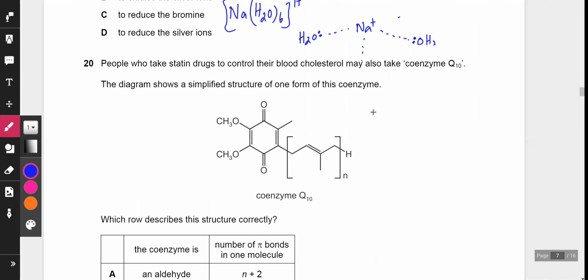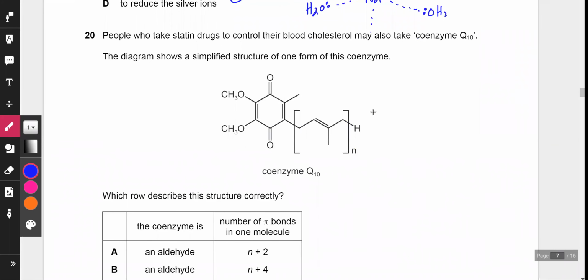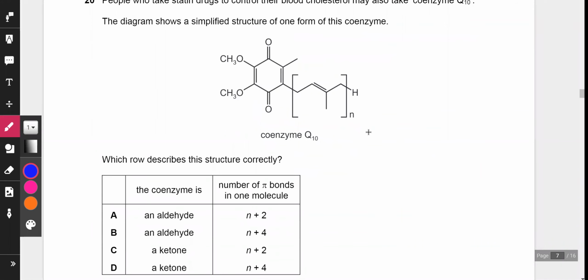Anyways, the next question is, people who take statin drugs to control blood cholesterol may have to take this particular enzyme. Now you're getting organic questions. The diagram shows a simple structure of one atom of this enzyme. Which row describes this structure correctly? There's an n written over here, which probably indicates that this structure is getting repeated a number of times, the same thing repeating over and over again, so it's a very long chain.